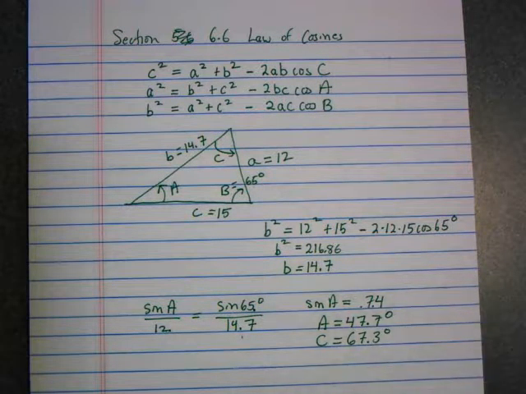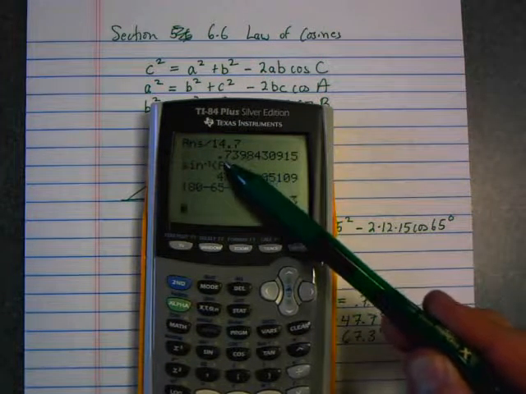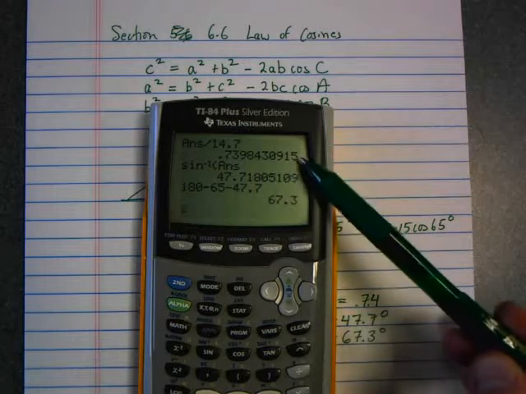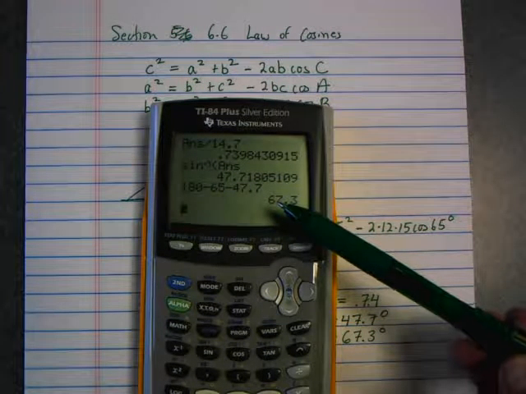You can get pretty big round-off errors with these, which is kind of weird. So notice when I used my calculator, I said 0.74, but I kept all the digits, and then I did sine inverse of that answer. You want to keep as many digits as you can for as long as you can.